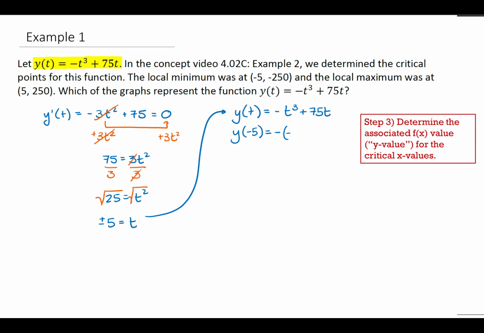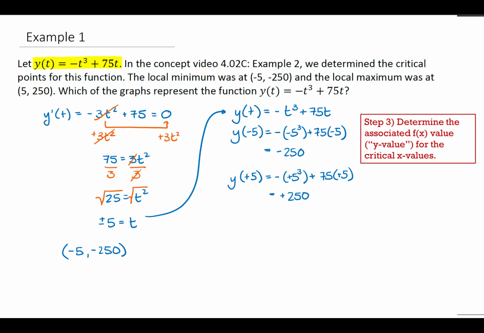I have -5 cubed plus 75 times -5, giving me -250. And then I would have y when t is equal to plus 5, and that would give me +5 cubed plus 75 times +5, giving me +250. And thereby I determine my two critical points, -5, -250, and +5, +250.